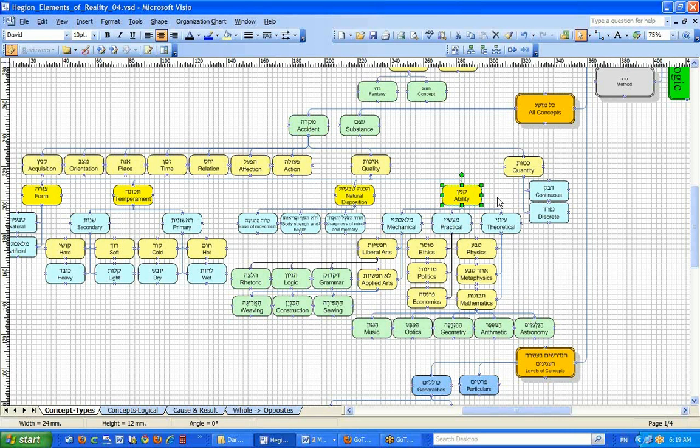Man has intellectual abilities, which is basically his kinyanim. I mean, he's able to acquire knowledge of the world around him. And he wants to divide the knowledge that man acquires into these three subcategories: theoretical, practical, and mechanical knowledge. I hope that's clear. So this particular kinyan, the only one that can really gain knowledge is the human being.